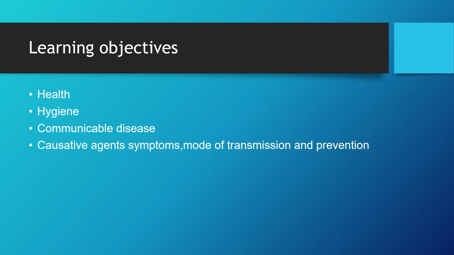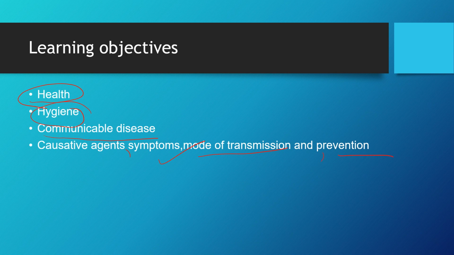So what are the learning objectives of today's lesson? At the end of this lesson, we will know what health is, the definition of health, the definition of hygiene, what communicable diseases are and why they are called communicable diseases. And after that, we will know their causative agents, their symptoms, the mode of transmission of these diseases, and the methods of prevention.